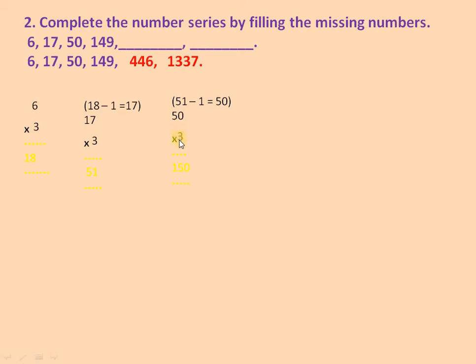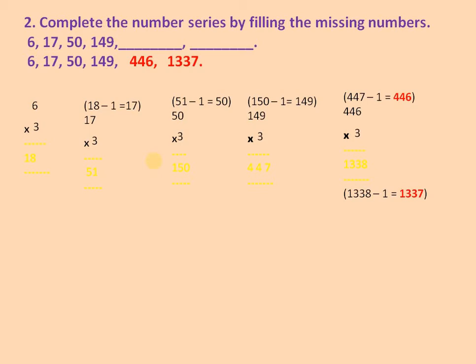Then later on you will multiply it by 3. 3 5s are 15 and 0. So 150 is the product you have got. Next, you are going to again subtract 1, 149. Then multiply it by 3. You will get 447. Again subtract 1. 447 minus 1 will give you 446. Later on you are going to multiply it by 3.